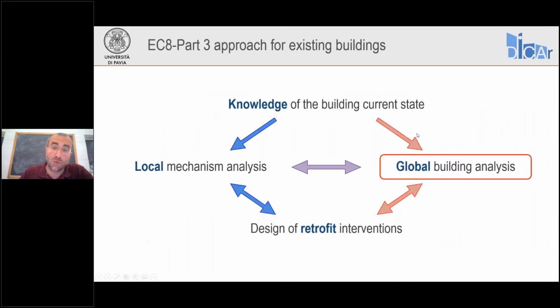Now, when we talk about nonlinear static analysis, we are concerned about the global building analysis. You are probably familiar with this slide if you've already followed the other webinars of this series. So now we are considering the building as a whole responding to an earthquake, with local mechanisms assumed to be blocked, to be prevented by appropriate design solutions. So we consider this global response, and nonlinear static analysis is a tool that can be used for this scope.